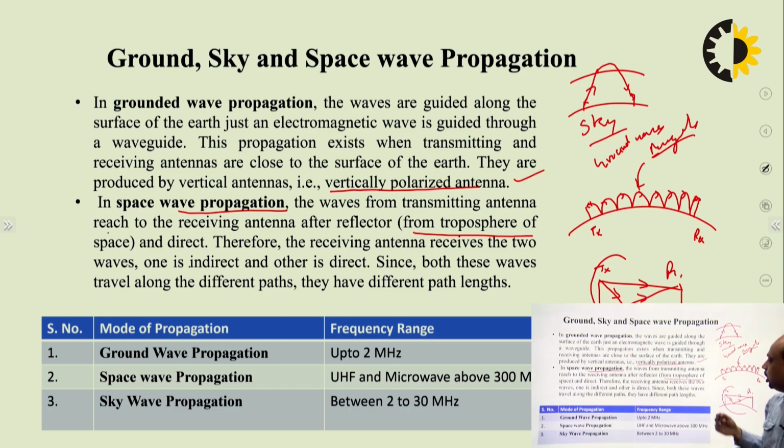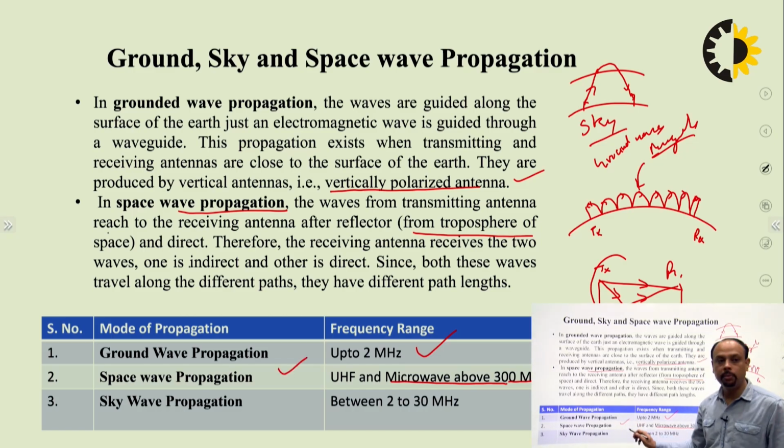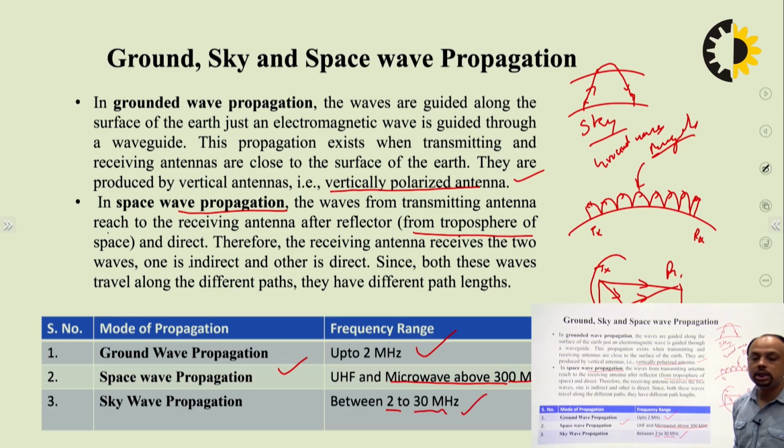So we have three: ground, space, or sky wave propagation. The frequency used in ground wave propagation is up to 2 megahertz. For ultra high frequency and microwave frequency up to 300 megahertz, we use space wave propagation, and for the frequency range strictly between 2 megahertz and 30 megahertz, we use sky wave propagation. Above 30 megahertz, the ionosphere is not able to reflect the high frequency signal back to the earth. So sky wave propagation is limited between these two frequencies.